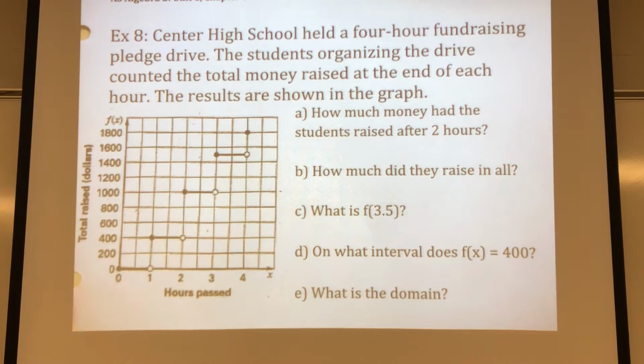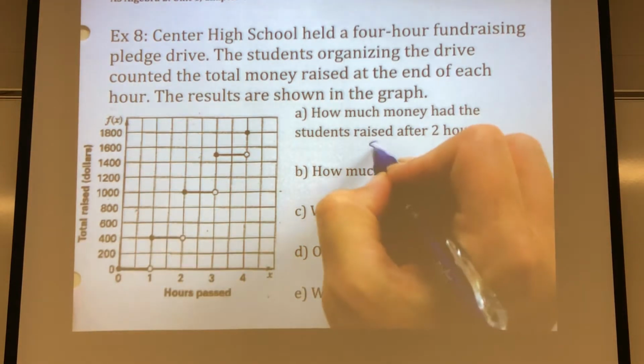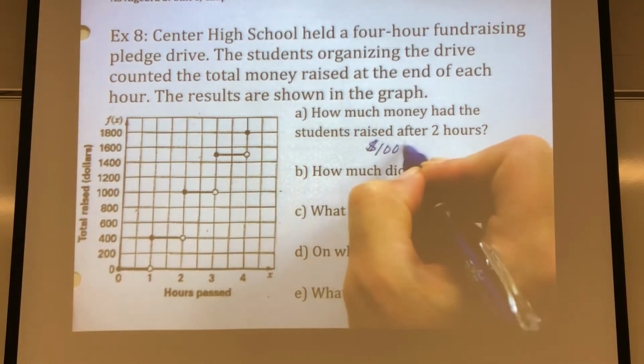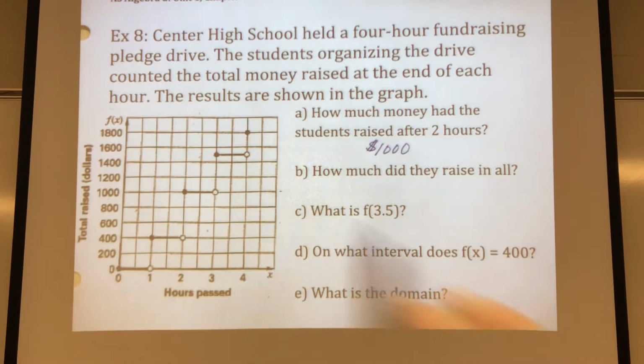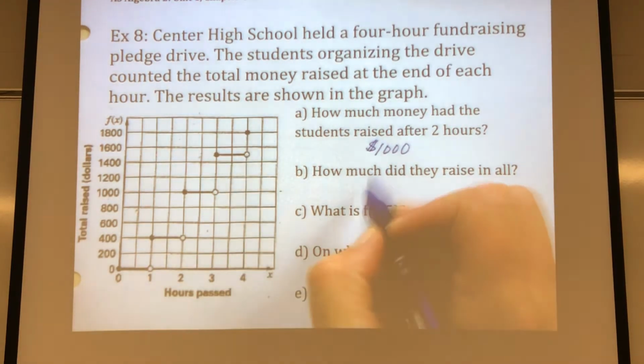How much money had the students raised after 2 hours? So we would go to 2 hours, and we would go up. We see this open circle at 400. That means that's not included. So they must have raised more than 400. So we keep going up until we get a closed circle, and it looks like they raised $1,000 after 2 hours. How much did they raise in all? Well, where's the highest point on our graph? Way up here, 1,800.